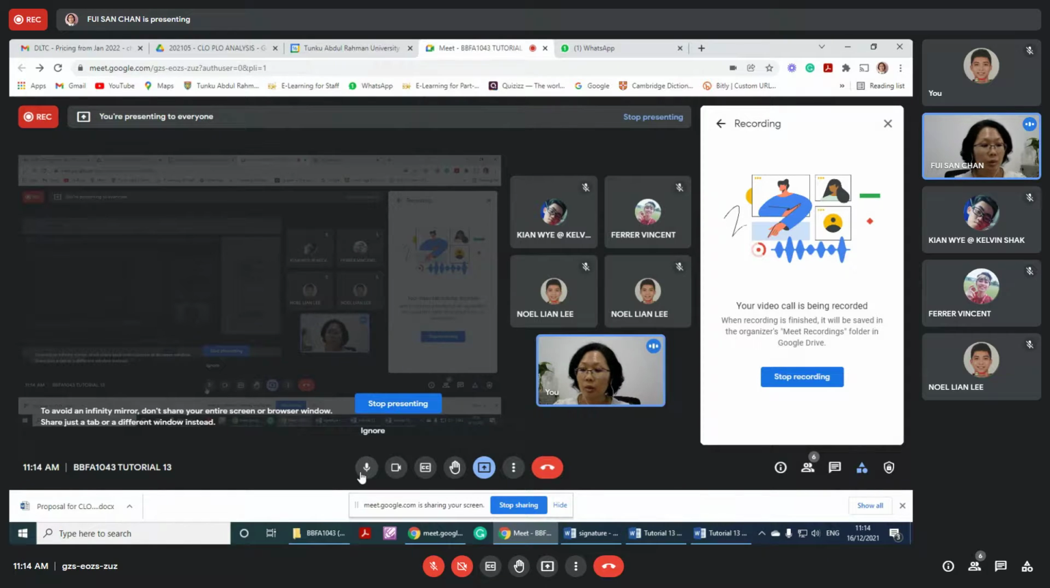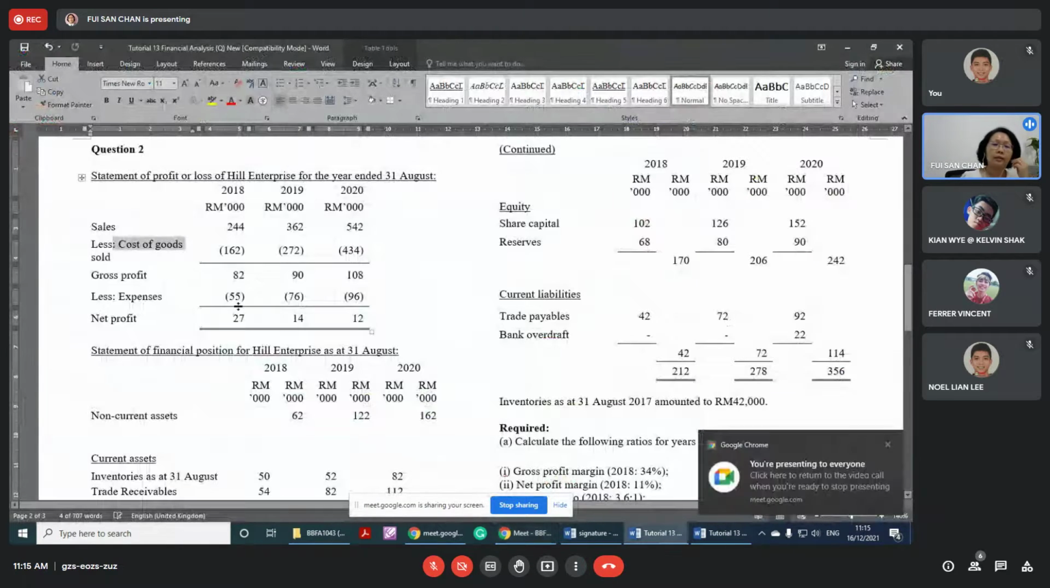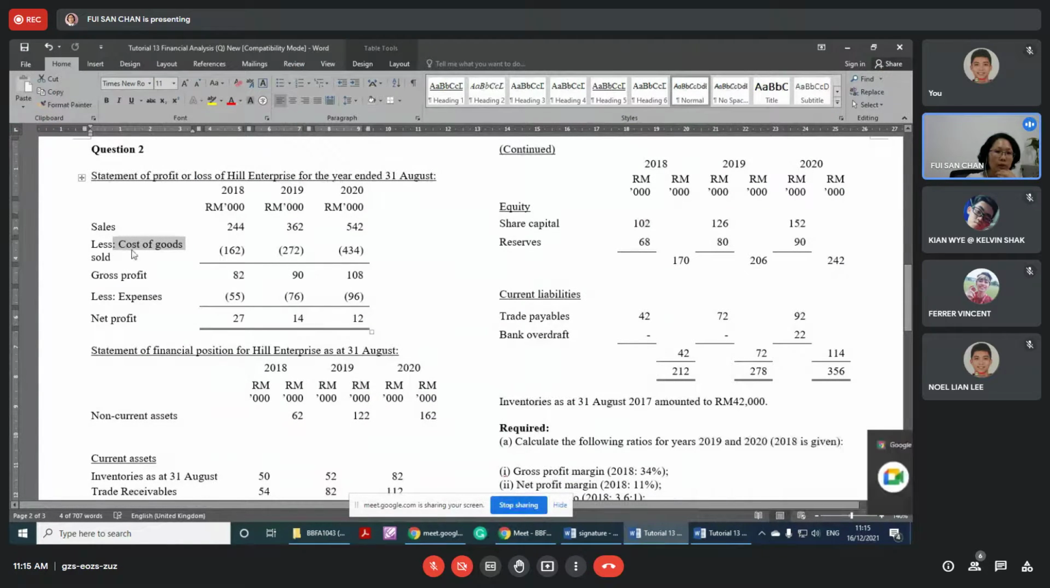Okay, so let's say there's no 2018, it's only 2019 and 2020, and here they only put cost of goods sold. There's no breakdown of how much opening, how much closing. So how do you find average inventory? In this case, if there's no 2018, and there's no breakdown in your cost of goods sold, how are you going to do it? Can you still use the formula average inventory? Can or not? And remember, when you do comparison, if for 2019 you use this formula, for 2020 also, we expect you to use the same formula.